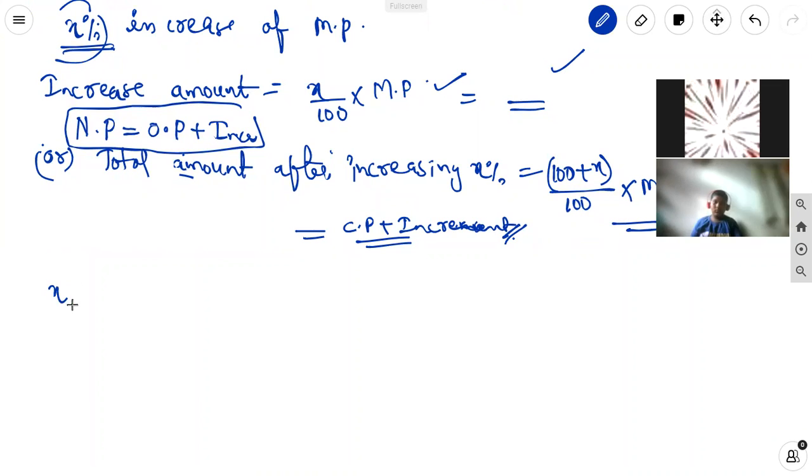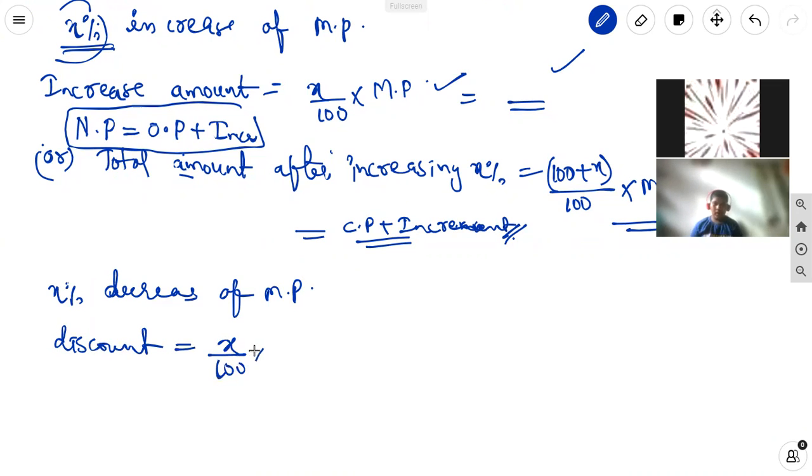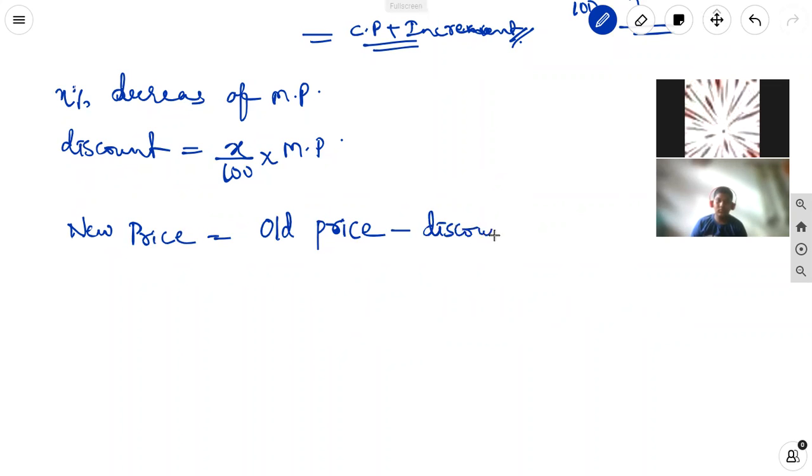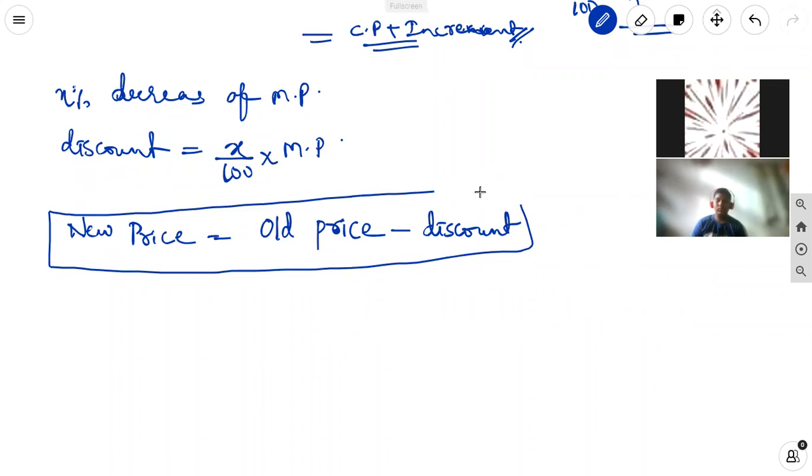Decreasing means if X percentage decrease of market price, the discount is equal to X by 100 into market price. This is the discount amount. This discount amount is used to get the new price. New price equals old price minus discount. This is the decreasing.